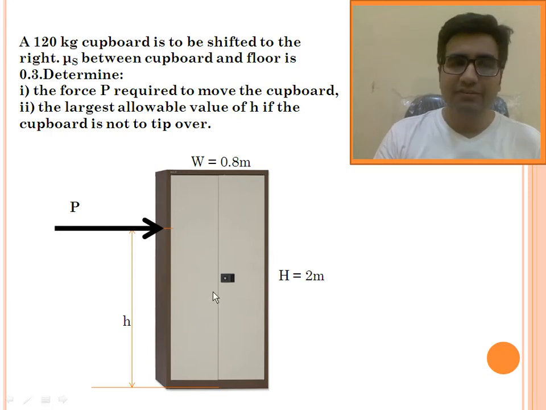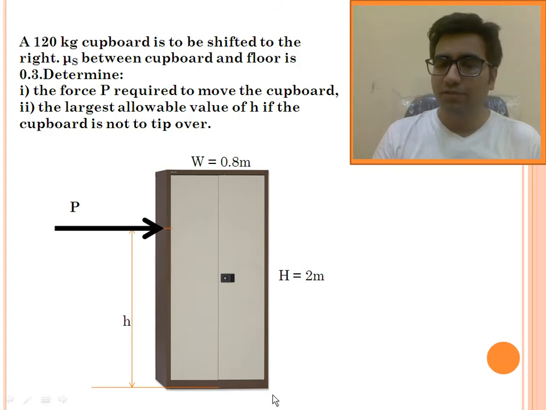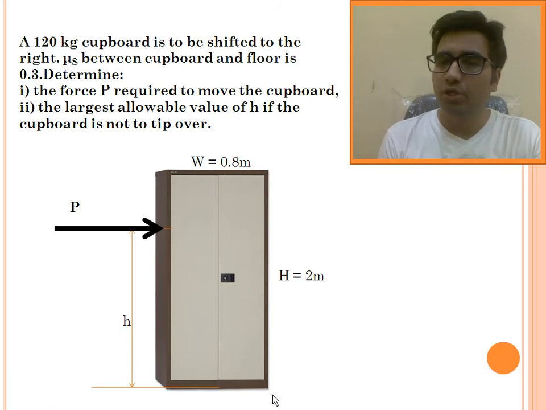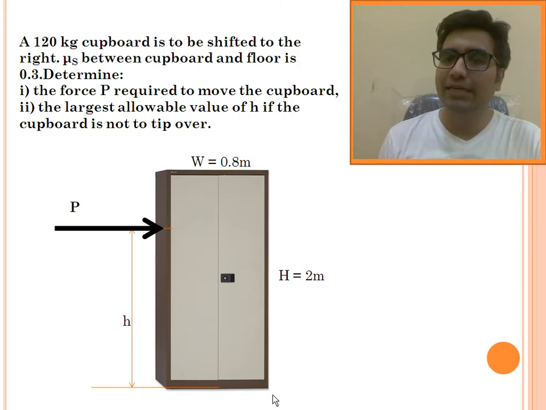It is given that the cupboard's width is 0.8 meter and the height is 2 meter. So we are supposed to find two things. Number one, the minimum value of force P to move the cupboard. Number two, what is the largest distance from the ground beyond which, if we increase the height, the cupboard will tip. So what is tipping, my dear friend? Tipping is the tilting of the cupboard under the influence of external force. Is that okay, my dear friend?